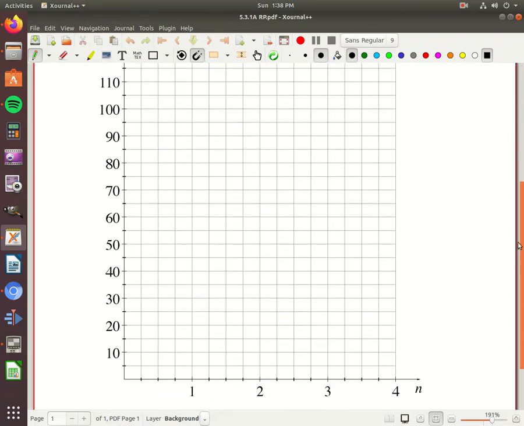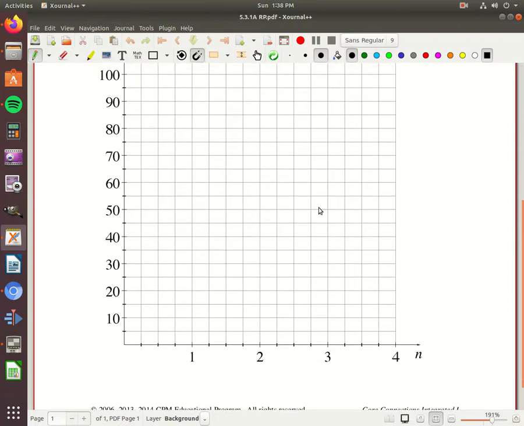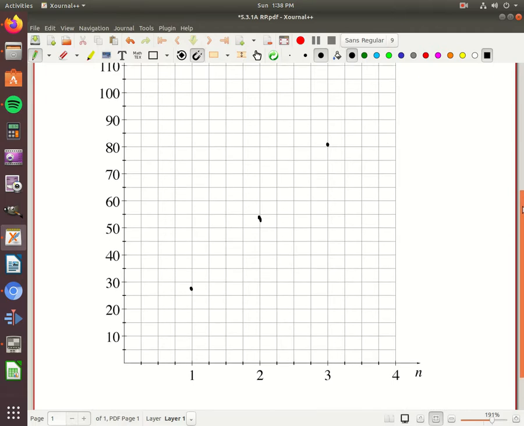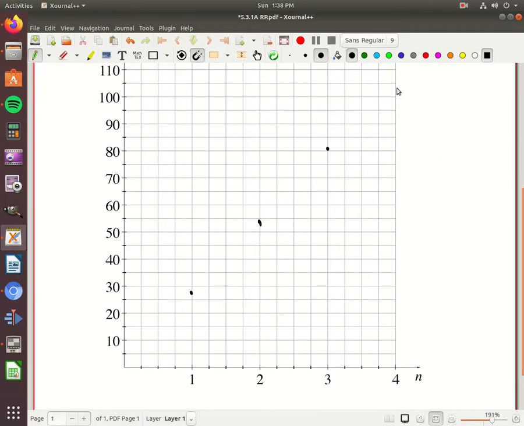Okay, this one. I've taken the liberty of jotting down the numbers. The first one, I'll use black for, and the first number in the sequence was 27. The second number was 54. The third number was 81. And the fourth number was 108. Something like that. I should say that's pattern A.